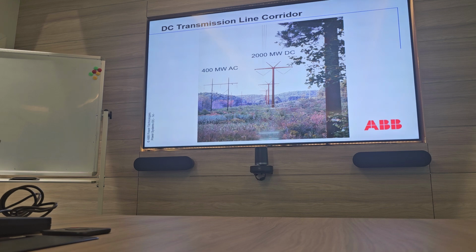Some countries do not need to transfer bulk power. They are very small countries, maybe they need only 1000 megawatt, which is enough. They will build only a monopole configuration. Any configuration, monopole or bipole.